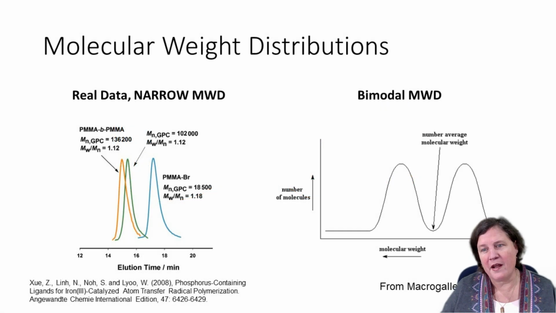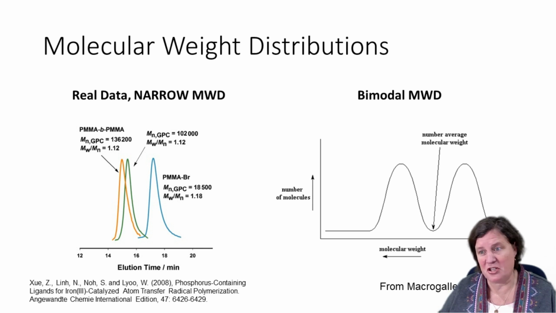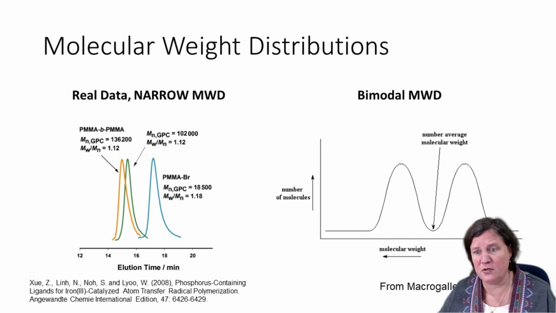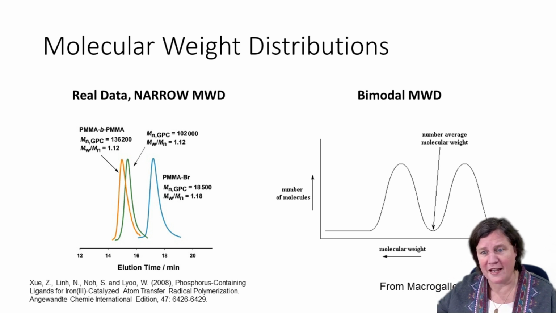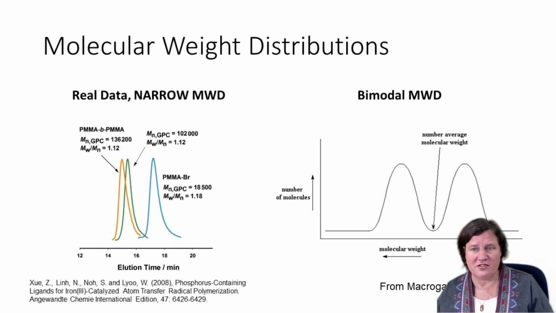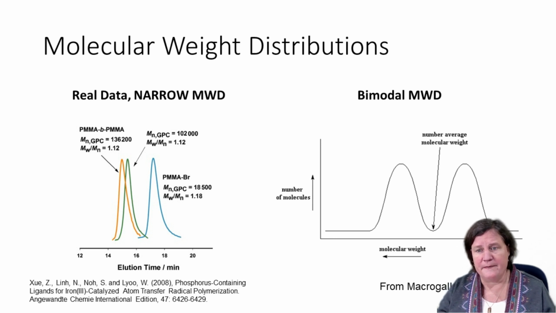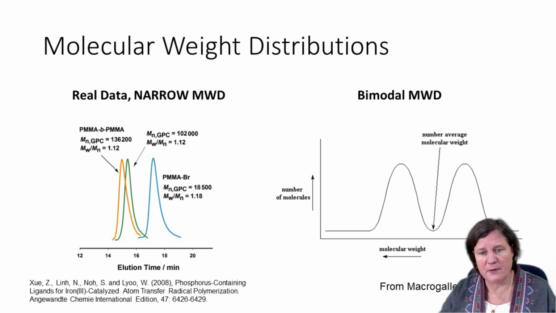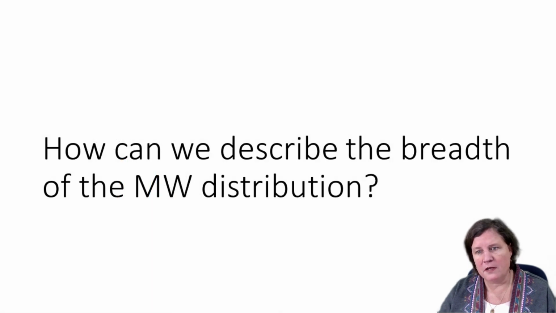I also want to point out that you don't have to have something shaped sort of like a bell curve. It's totally possible to have a bimodal molecular weight distribution, or a high molecular weight tail. There's lots of possibilities and lots of differences possible for the molecular weight distribution. It's something that has to be measured experimentally. So a big question is, how can we describe the breadth of the molecular weight distribution?